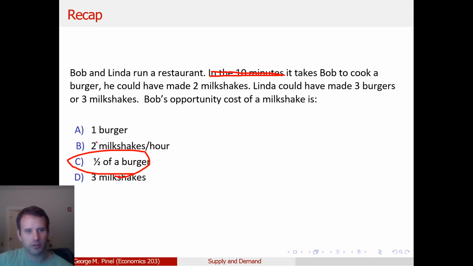So this one can't be right. 2 milkshakes per hour. You know that's not right because it's not in terms of burgers. Same thing here. 3 milkshakes is not in terms of burgers. The opportunity cost of a milkshake should be your foregone burgers. Okay. And then it's not this one just because the math doesn't work out. If he's making 2 milkshakes, he loses 1 burger. If he's making 1 milkshake, he's losing half of a burger. Okay.